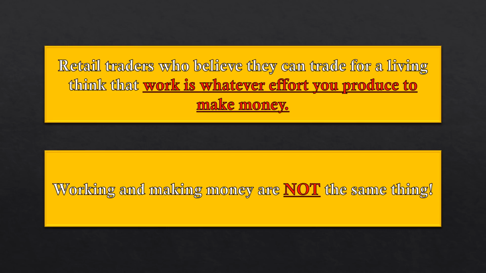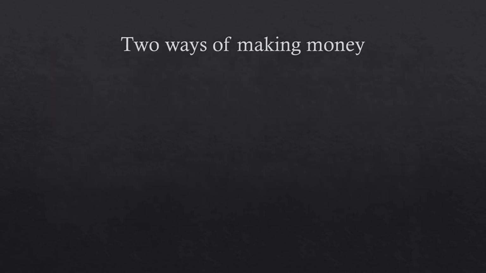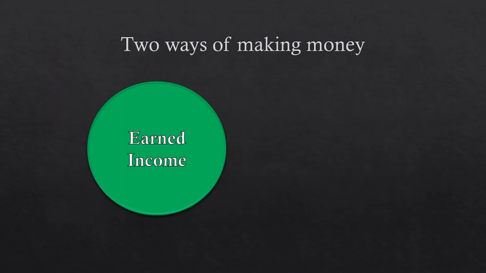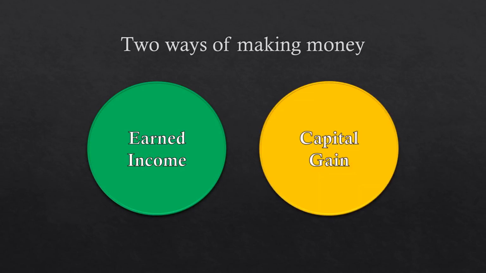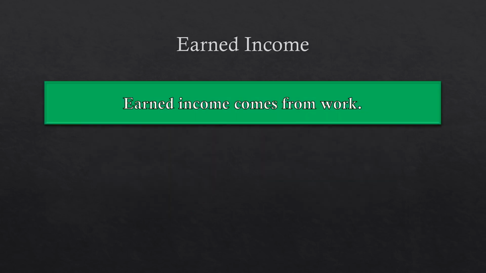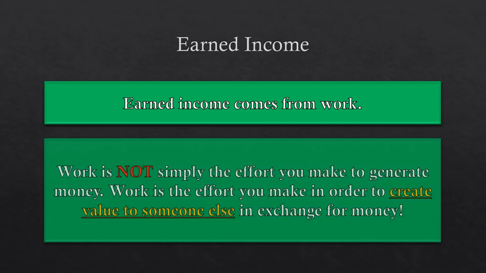There are basically two ways of making money. You can make money through earned income, and you can also make money through capital gain. These are two vastly different things. Earned income comes from work. Here we need to clarify the concept of work. Work is not the effort you make in order to generate money. Work is the effort you make in order to create value to someone else in exchange for money.